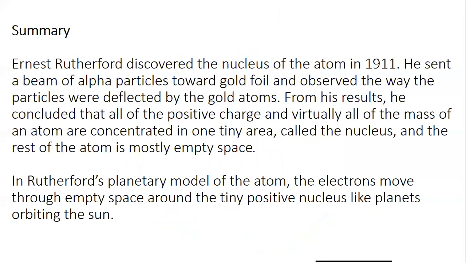So a quick summary. Ernest Rutherford discovered the nucleus of the atom in 1911. He sent a beam of alpha particles toward gold foil and observed the way the particles were deflected by the gold atoms. From his results, he concluded that all of the positive charge and virtually all of the mass of an atom are concentrated in one tiny area called the nucleus, and the rest of the atom is mostly empty space. In Rutherford's planetary model of the atom, the electrons move through empty space around the tiny positive nucleus like planets orbiting the sun.